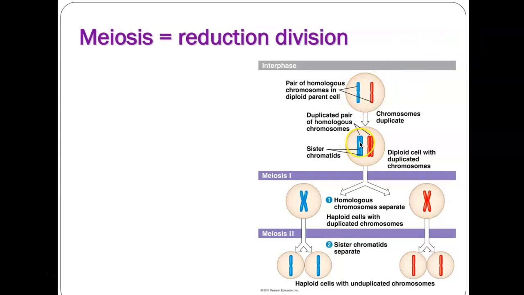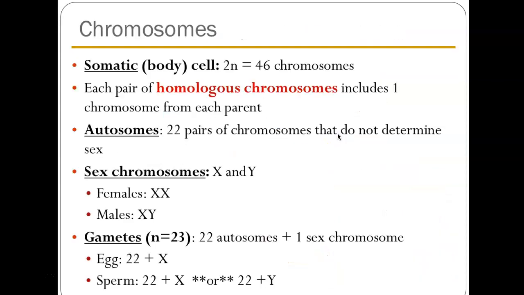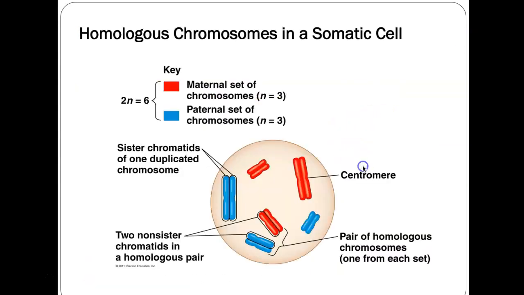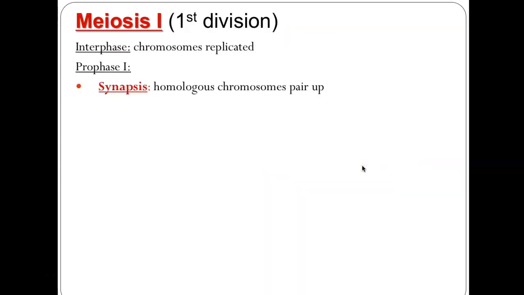Whenever the chromosome copies and duplicates, those are now called sister chromatids. Sister chromatids. So those are the differences. I already went over sex chromosome, autosome, haploid, diploid. So we're going to go to number 5, the steps of meiosis.